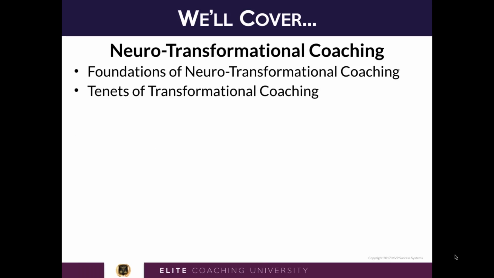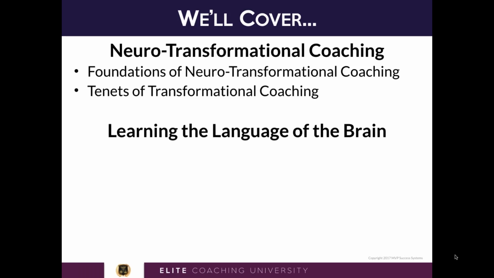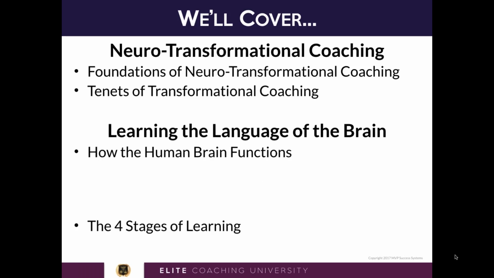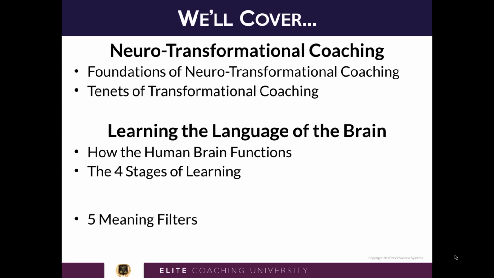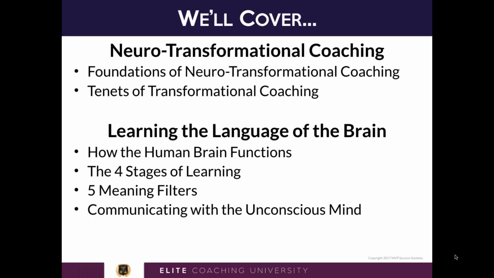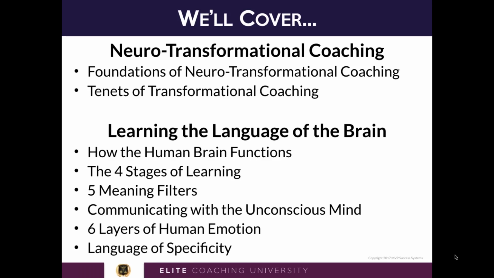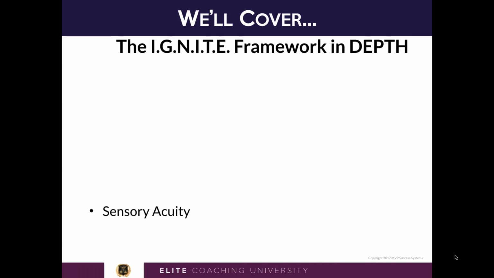We'll go into the tenets of coaching, what makes a good coach, what you should not do. We'll talk a lot about the brain, because you have to understand how the brain operates, how it functions, how it learns, how the brain uses these meaning filters to assess everything, how to communicate with the unconscious mind. Our unconscious mind is the most powerful thing our brain has, yet most people are not engaging their unconscious mind. You've got to understand how the brain holds on to these 6 layers of human emotion, how the brain uses language and how you can be specific in your language to access the unconscious mind.